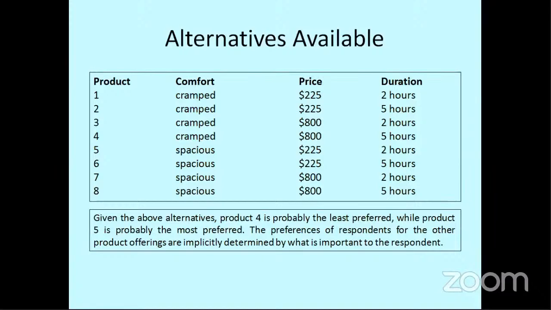So given the above alternatives, product 4 is probably the least preferred. Product 4, see, the cramped seat, you are paying more, and the long journey. So nobody will like product 4, while product 5 is the most preferred. Product 5: spacious, less price, duration is less. Naturally, the preferences of respondents for the other product offerings are determined this way. So placards are made in this combination for the product, and you can go for a new product or existing product to understand what is going on in the customer's mind while selecting a product.